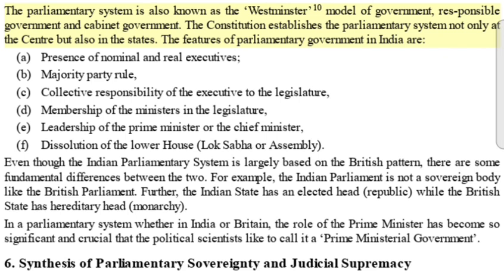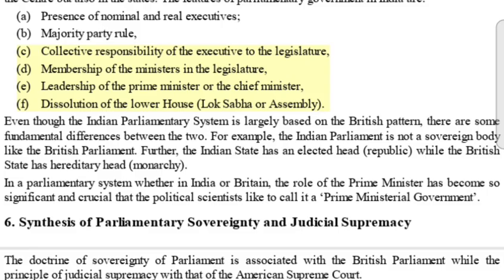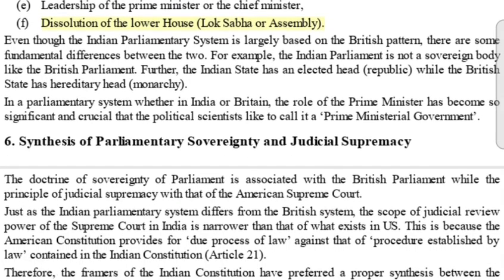The features of parliamentary government in India are: a. Presence of nominal and real executives, b. Majority party rule, c. Collective responsibility of the executive to the legislature, d. Membership of the ministers in the legislature, e. Leadership of the prime minister or the chief minister, f. Dissolution of the lower house, Lok Sabha or assembly.